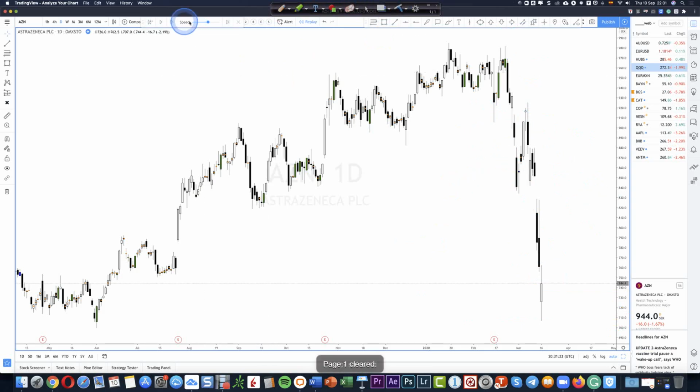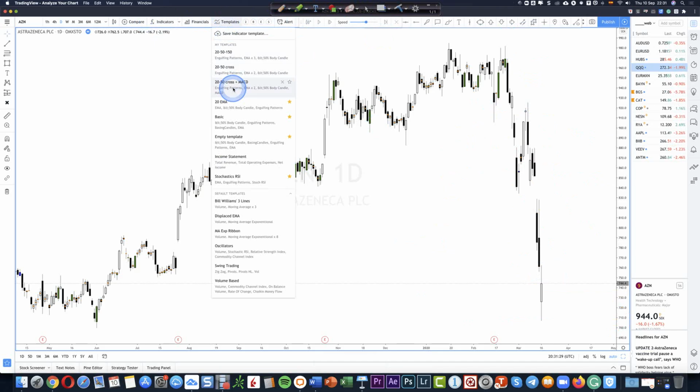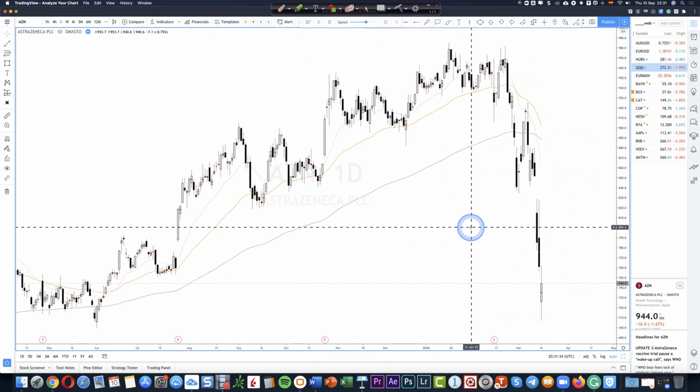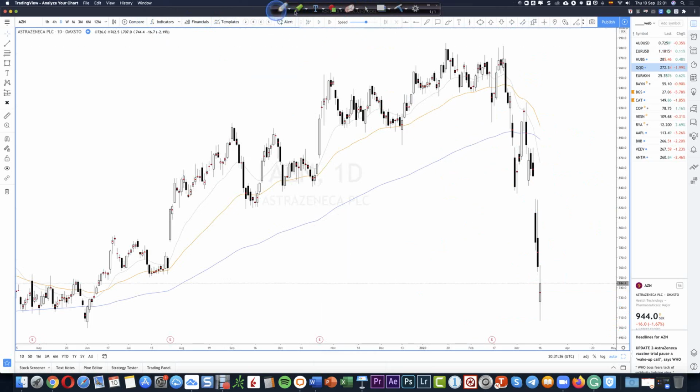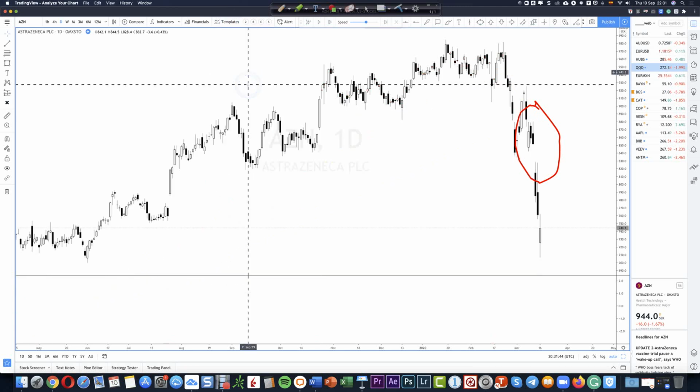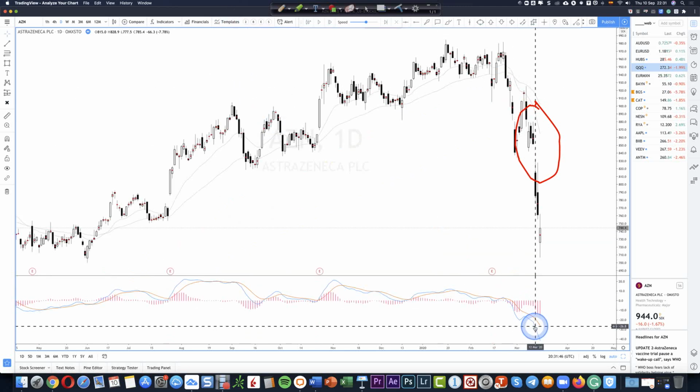Okay, so I've got something here. I was playing with a template here, using combinations just to see how it works. Well, this should load. So something like that. We've got all the EMAs crossed down, so short is the way to go. So let's take a look with the MACD. MACD is crossed down, shorts.